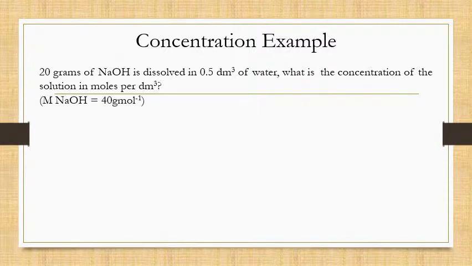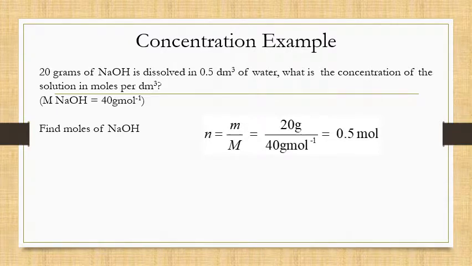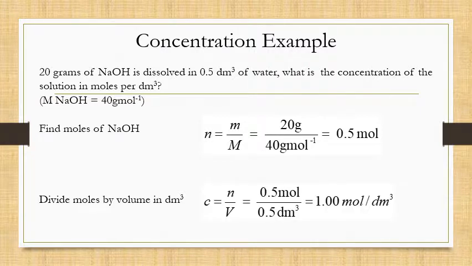Alright, so the molar mass of sodium hydroxide is 40 grams per mole. You can work that out from the periodic table that you'll be given. Find the moles of sodium hydroxide first. Number of moles equals mass over molar mass, or 20 divided by 40, or half a mole. And then you divide the moles by the volume, which is in decimeters cubed, which is 0.5 decimeters cubed. So it's going to be 1 mole per decimeter cubed. So hopefully you got the correct answer there.